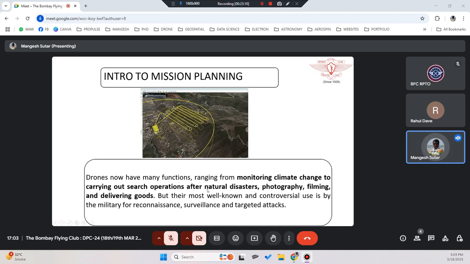Drones now have many functions, ranging from monitoring climate change to carrying out search operations after natural disasters, or maybe photography, or maybe flying, all those things.